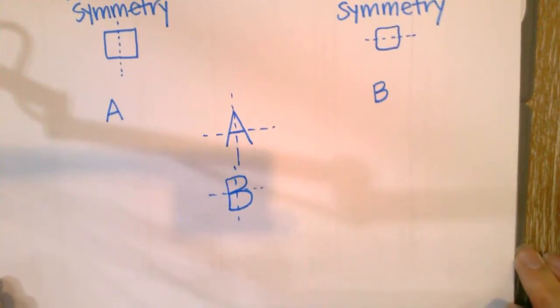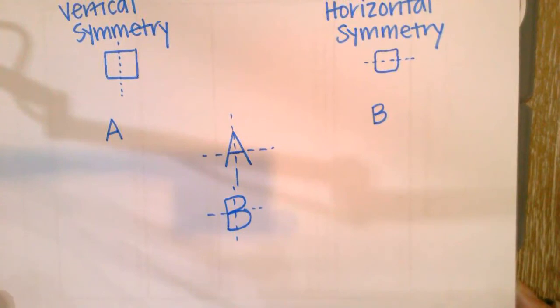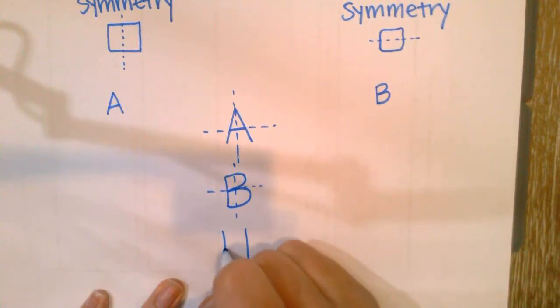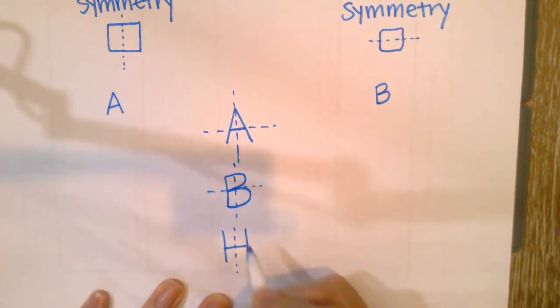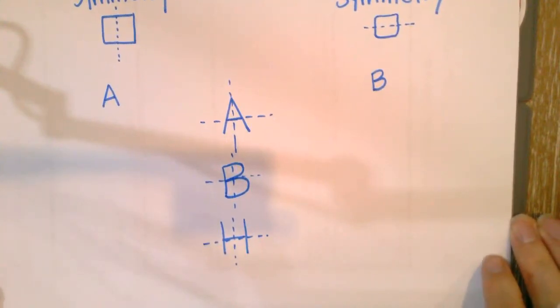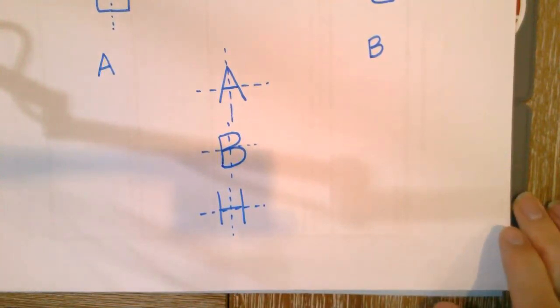Do you think there are any letters that could have both vertical and horizontal symmetry? Let's try the letter H. I'm going to use my vertical line and those two match, and then my horizontal line and those two match. Okay, so H has both. Are there any letters that have zero lines of symmetry?